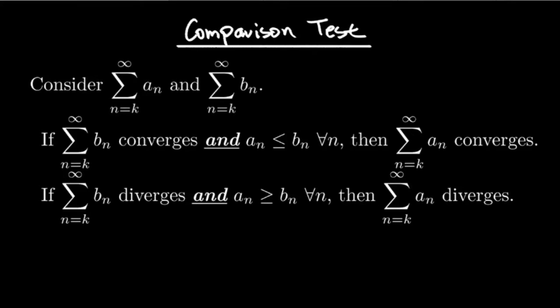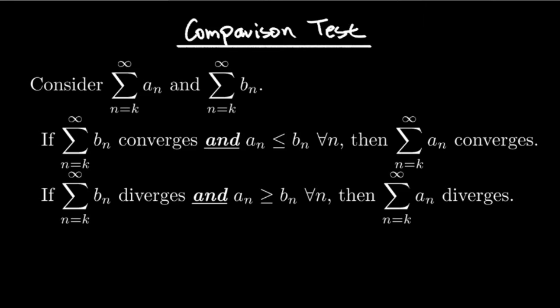Hello class, so in this video we're going to be going over the fifth test for convergence. This is called the comparison test. So let's look at what it says. Let's say that we have two different series. If B converges and A is less than B, then that means A also converges. And if B diverges and A is greater than B, then that means A is going to diverge.